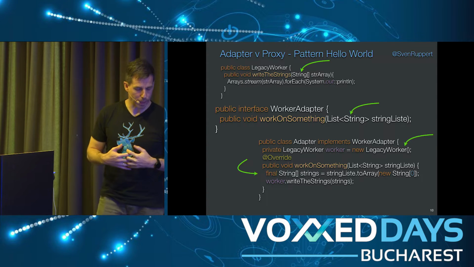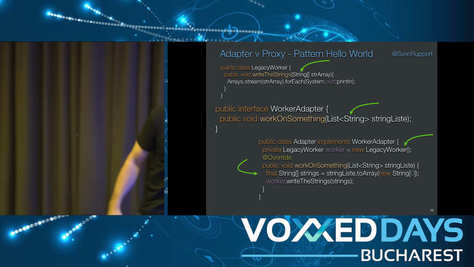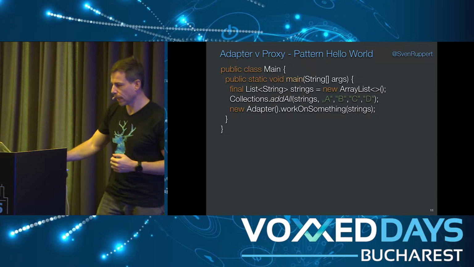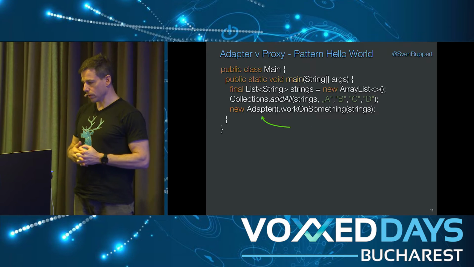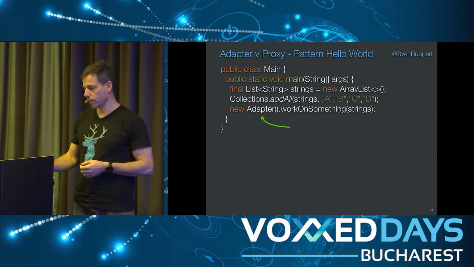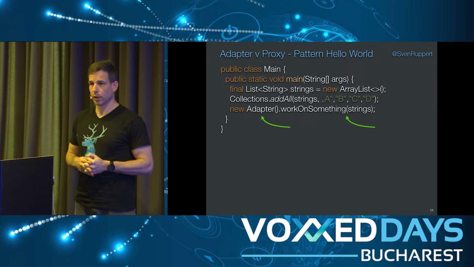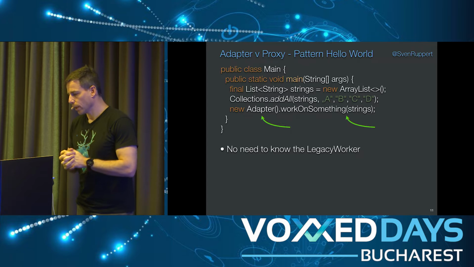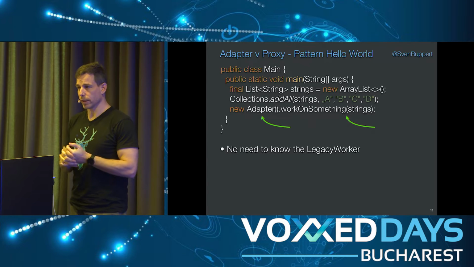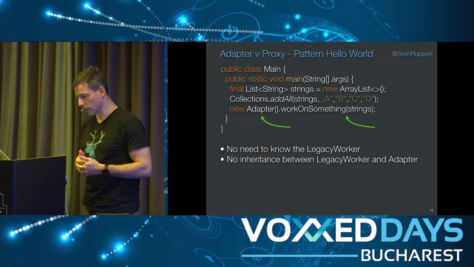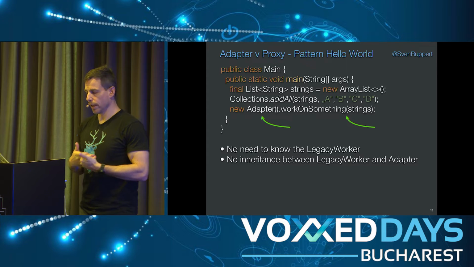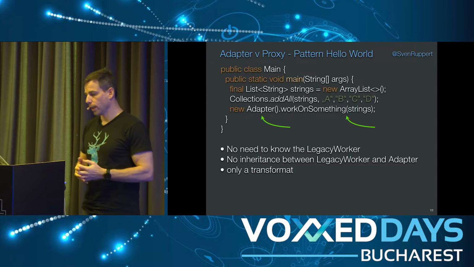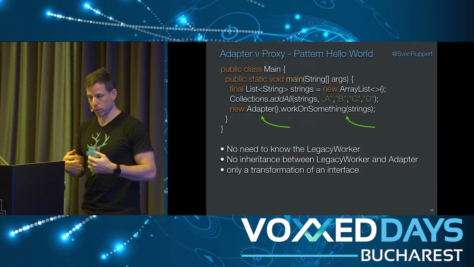So this is what you're doing. An adapter will have the logic of transformation. For example here, nothing fancy, but it's not a proxy, it's an adapter. So the next thing is how to use it. It's mostly easy. You say, I'm creating an adapter at some point, and then you're using your new method signature. The main thing here is you need to know the legacy worker, the legacy implementation itself. You need to know something about it. The next is you don't have inheritance between the old and the new thing. So it's completely decoupled. There's no inheritance, and it's mostly only for the transformation.